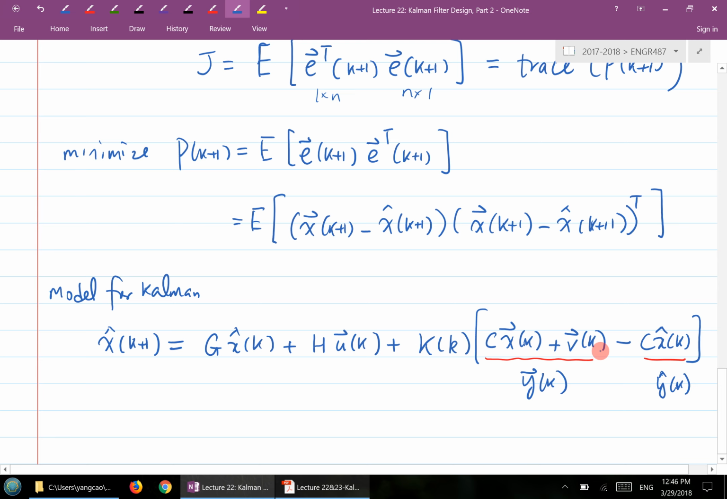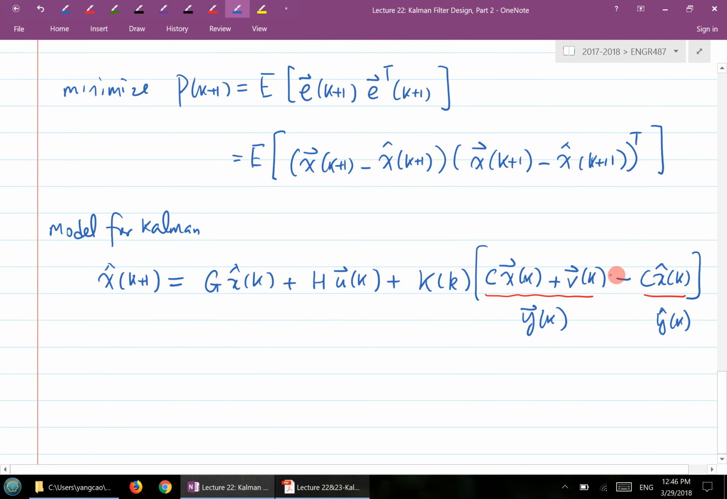Yeah, the observer, right? That's the full order observer, exactly in the same format, isn't it? And if I don't have the v here, that's the exact observer. In the observer, I use a letter L instead of a K here. It's basically the observer type of model.